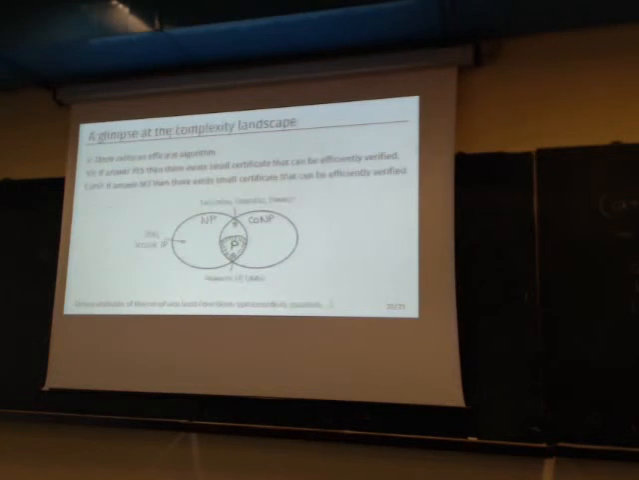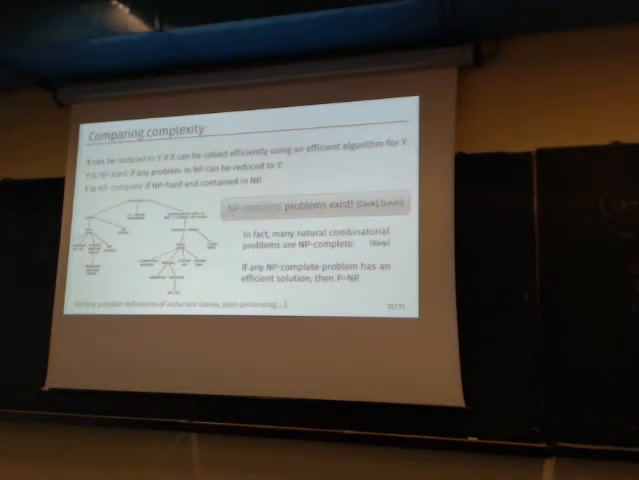Okay, so how do we compare complexity? The way of comparing complexity, because you cannot prove anything, right? We don't even know if P is equal to NP or not. So how can we prove something? The way we prove things is by reduction. We show that certain problems are at least as hard as others, or at most as hard as others.